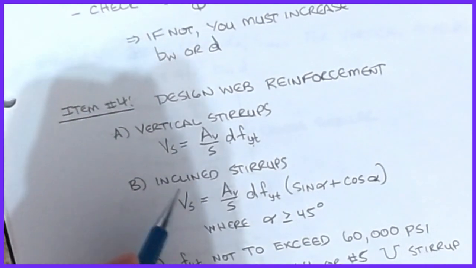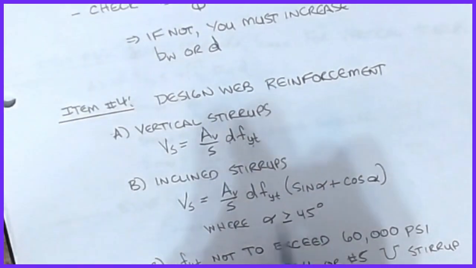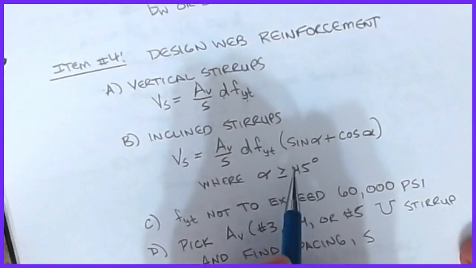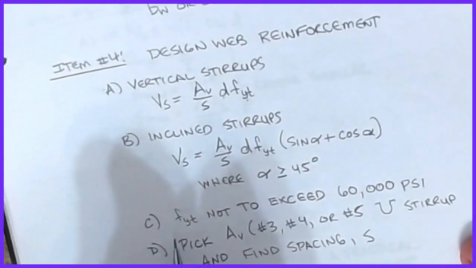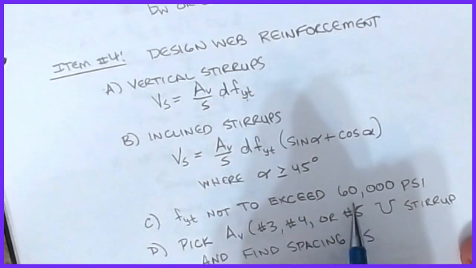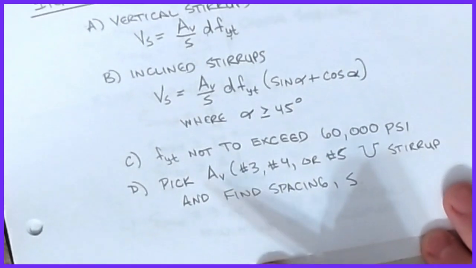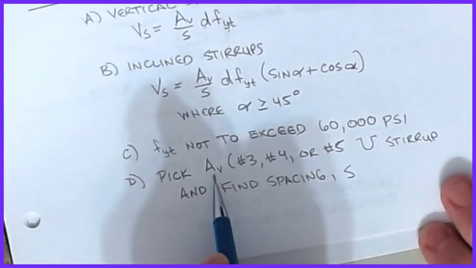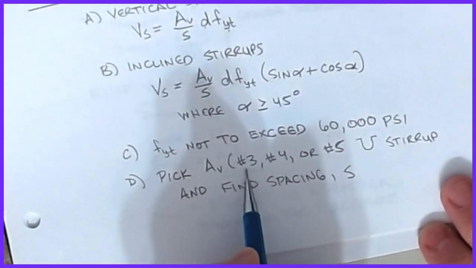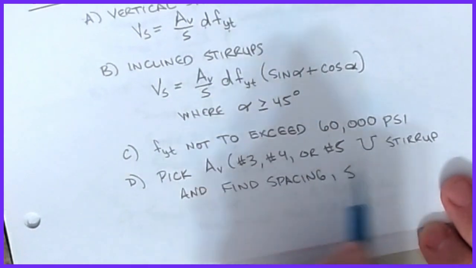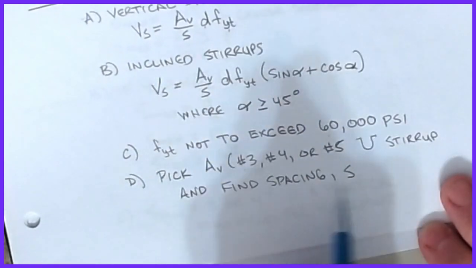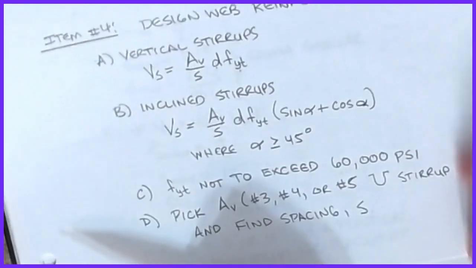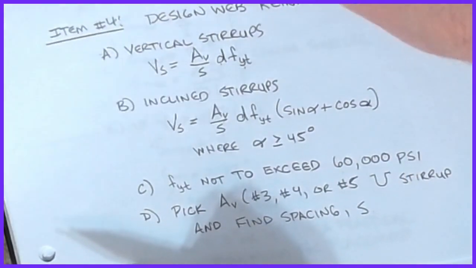For inclined stirrups, it's the same equation, except now you have sine alpha and cosine alpha, where alpha is some angle greater than 45 degrees. In this one, we're not allowed to take the tensile strength of the stirrups as anything greater than 60,000. Then we're going to pick our area, our Av, whether it's a number 3, number 4, or number 5, generally assuming a U stirrup, and then find the corresponding spacing.